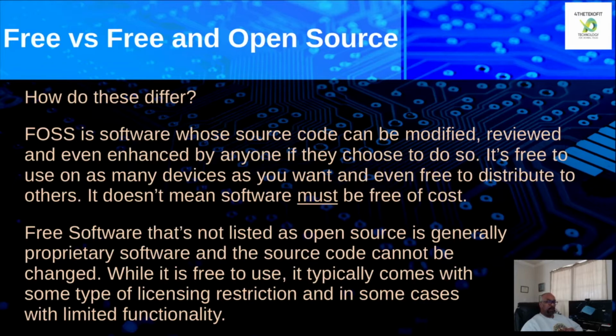We're going to look at both today. So how do these differ? Free and open source software, also pronounced FOSS, is software whose underlying source code can be modified, reviewed, and even enhanced by pretty much anyone. It's free to use on as many devices as you want, so you can install it on any number of computers. You can also freely distribute it to friends, family, coworkers, colleagues, what have you.